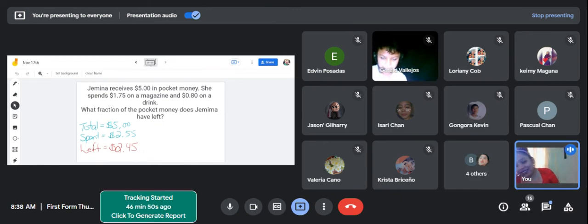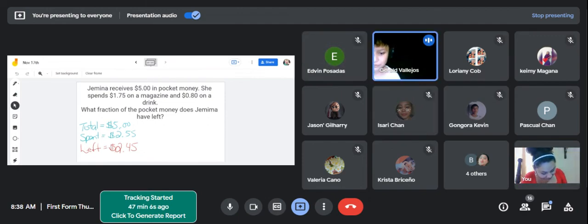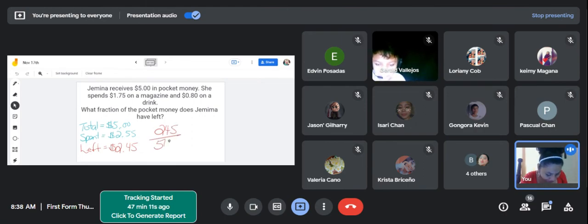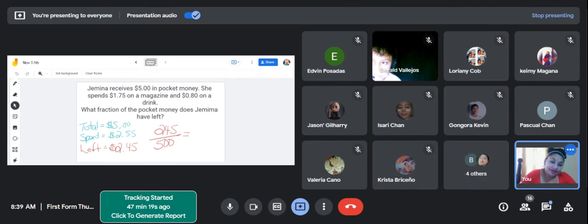Now, again and again, the question. How do I write $2.45 over $5? $245 over $500. Very good. You guys understood. Now again, how do I reduce that? By what can I cancel? By five. Okay. How many times does 5 go into 245? What is 245 divided by 5? 49. Very good. And what is 500 divided by 5? 100. And this is your answer.